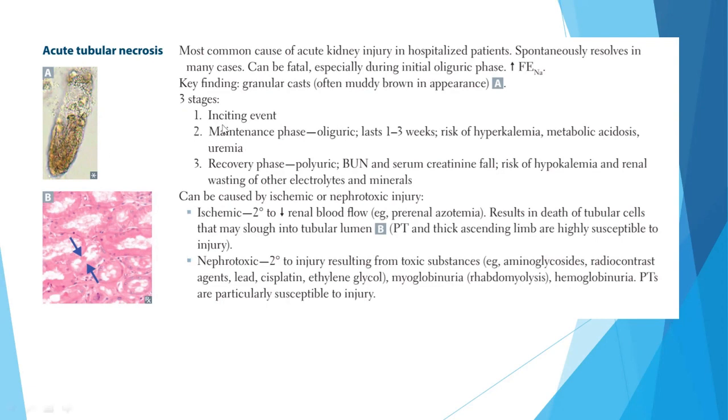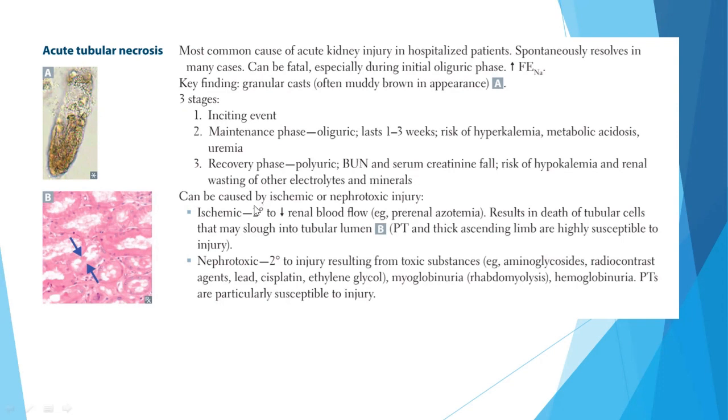There are three stages: the inciting event, and then after that there is the maintenance phase. For example, the inciting event may be hypovolemia, and after that there is the maintenance phase, where there is oliguria, which lasts for 1 to 3 weeks. Risk of hyperkalemia, metabolic acidosis, and uremia is present in the maintenance phase. And there is the recovery phase after that, which is polyuric, where the BUN and serum creatinine fall, and there is risk of hyperkalemia and renal wasting of electrolytes and minerals.